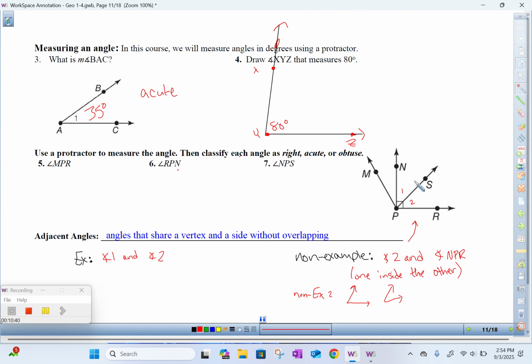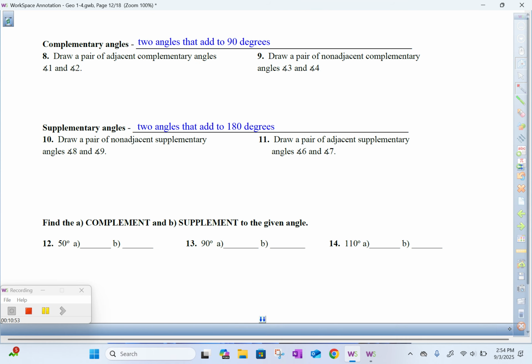Okay, adjacent, right next to each other, share a vertex and a side. If they don't touch or they overlap where one is inside of the other, that's not adjacent. Okay, so what we're going to do is add 2 more vocab terms. I'll let you pause the video and copy those down.